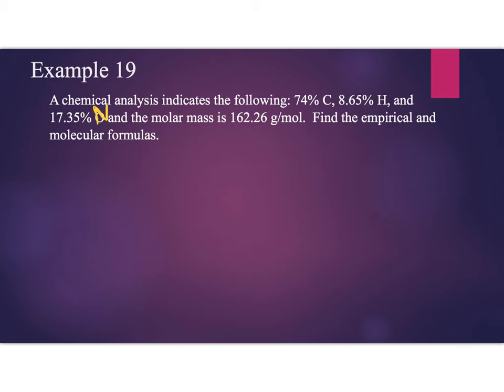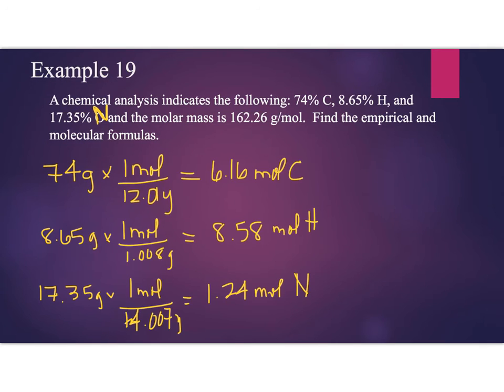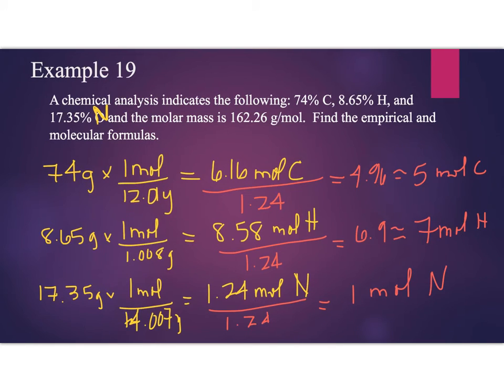The first thing we're going to do is we're going to find the empirical formula, and we're going to do that by taking the percentages that are given and write those down as grams and convert to moles. So here you can see I took all the masses, I divided by the molar mass, and I ended up with the moles of carbon, hydrogen, and nitrogen. Now I'm going to divide by the smallest mole value, which in this case is nitrogen, or 1.24. So after I do all the math, I end up with roughly 5 moles of carbon, 7 moles of hydrogen, and 1 mole of nitrogen.